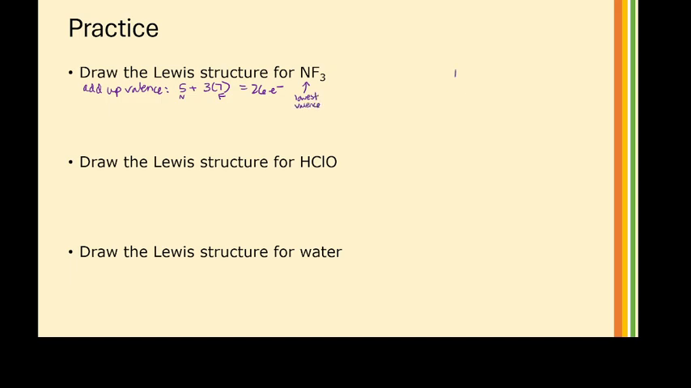So that one's going to go in the center, and I'll put the fluorines on the outside. And I'm going to connect them with at least one single bond. I know I have to have a minimum of one bond connecting everything. So that took up 2, 4, 6. I have 20 electrons left.